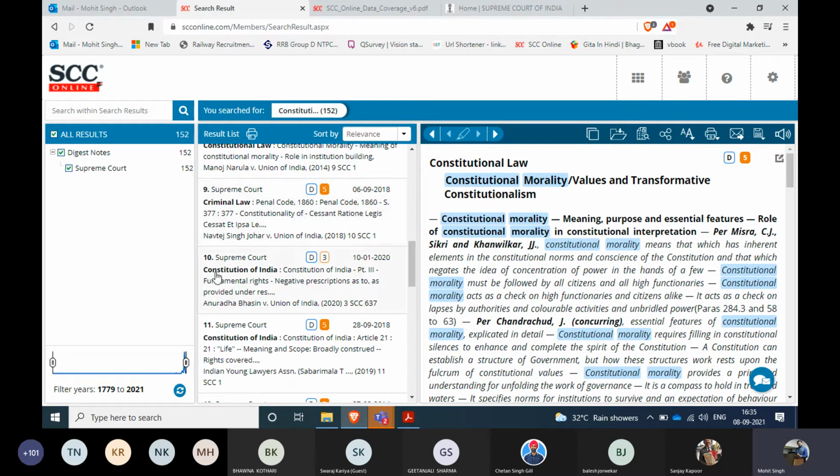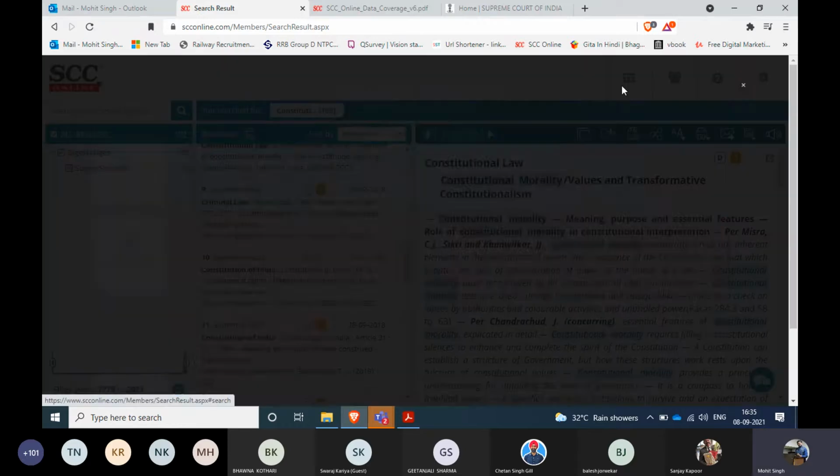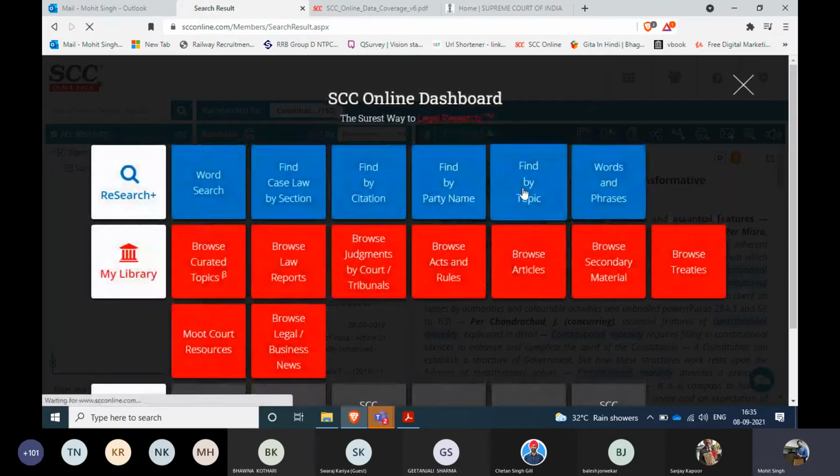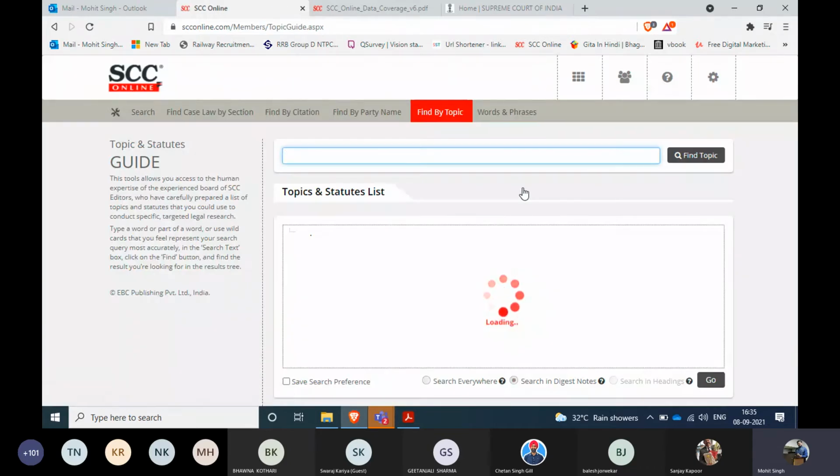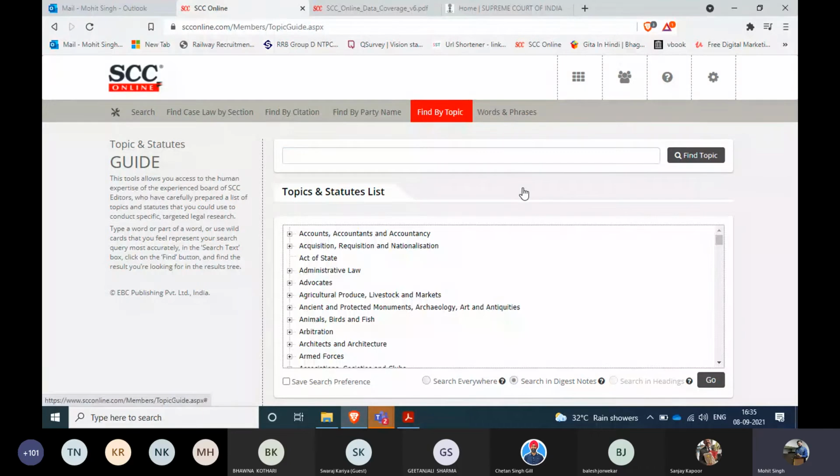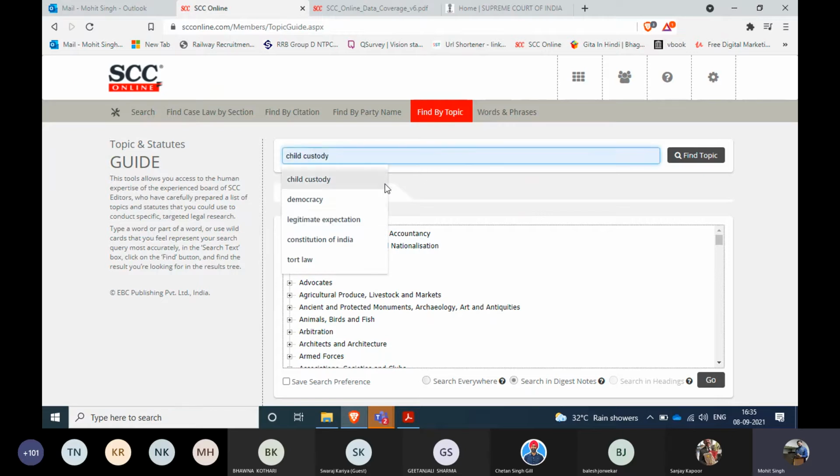This digest note has the heading of Constitution of India. If you go to find by topic one more time, then you might have observed that we have a third type of option, which restricts our result to the heading itself. This time I'm not going with the topic. This time I'm trying to enter my own keyword over here.